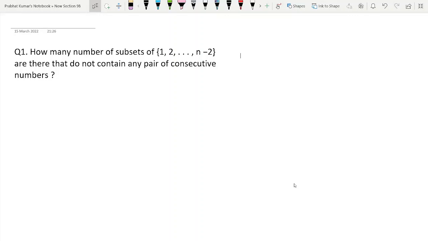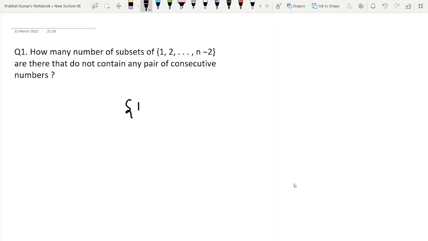Hi, let us look at this question. Here we are asked: how many subsets of 1, 2, 3 till n minus 2 are there that do not contain any pair of consecutive numbers? So what is a subset?